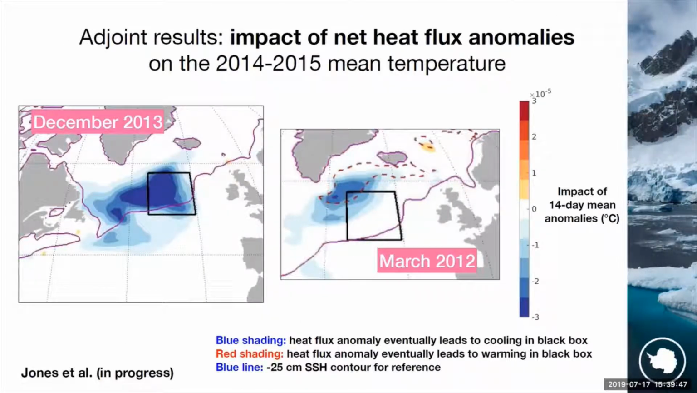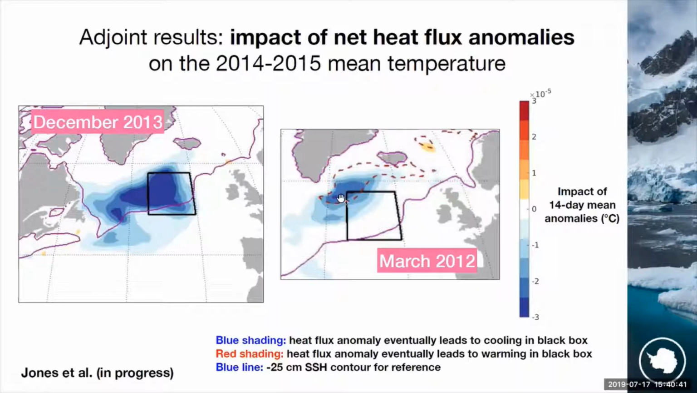So these are adjoint impacts. These are impacts of 14-day mean heat flux anomalies on the control volume, on the big blue blob. So it gives you an idea of where and when those heat flux anomalies had the biggest impact on the actual heat content that you end up with. So the blue shading indicates places where a heat flux anomaly eventually has led to cooling. So looking at December 2013, these are the regions that are involved. That's when that kind of strong cooling started, and you can see that it's still kind of local. It extends a little bit to the southwest of our control volume, but it's still kind of local on those timescales.